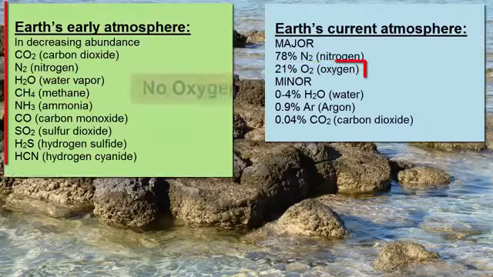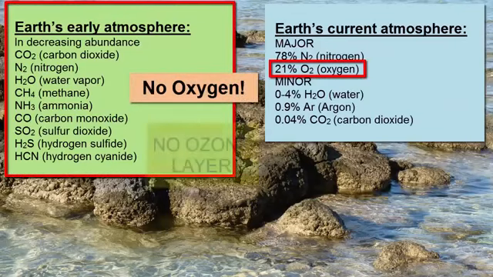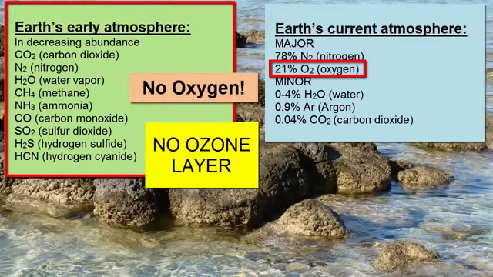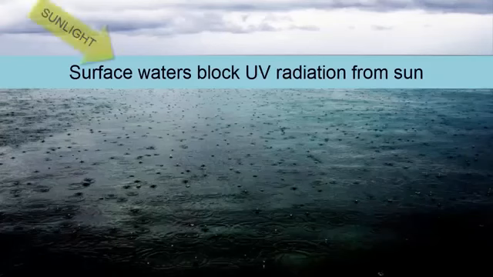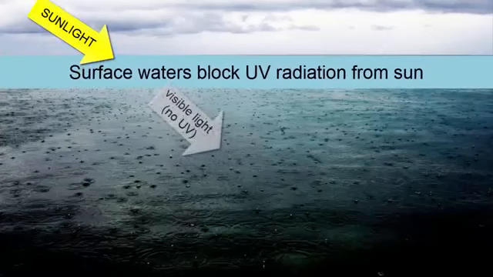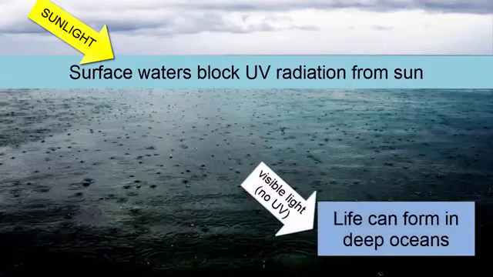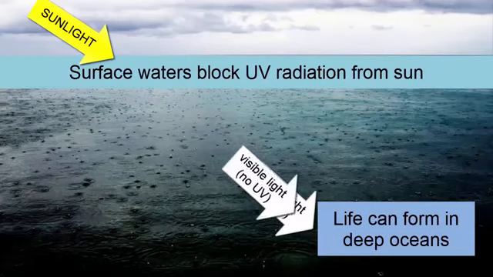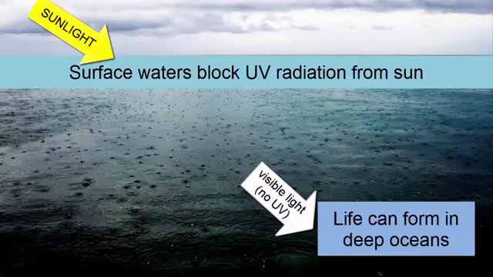Early Earth had no oxygen in its atmosphere. That means it also had no ozone layer. Ultraviolet radiation from the sun readily reached the surface and would have irreparably damaged any biological material. Surface waters in the ocean block ultraviolet radiation, and thus oceans are the perfect place for life to first form. What were these first organisms like?